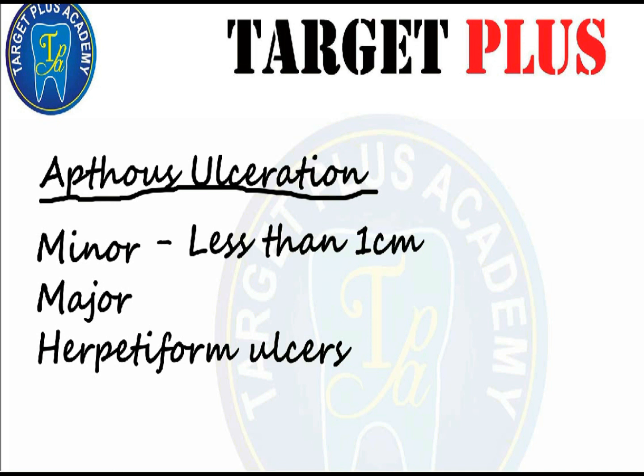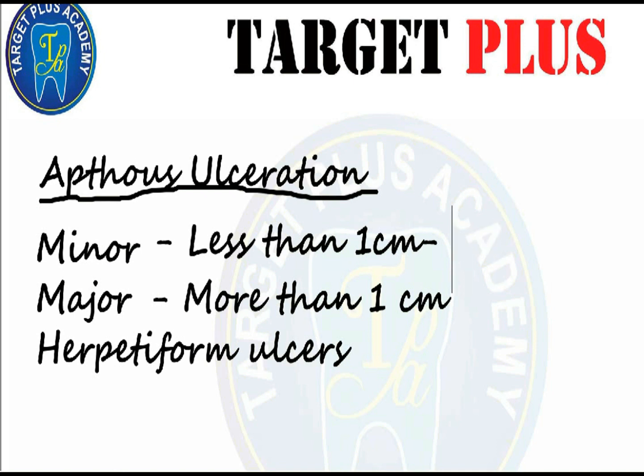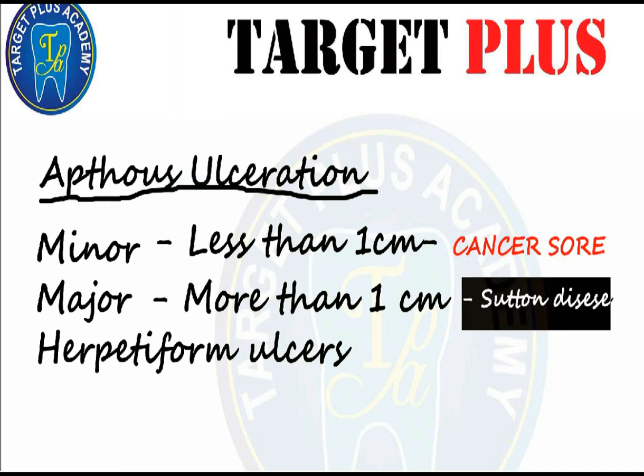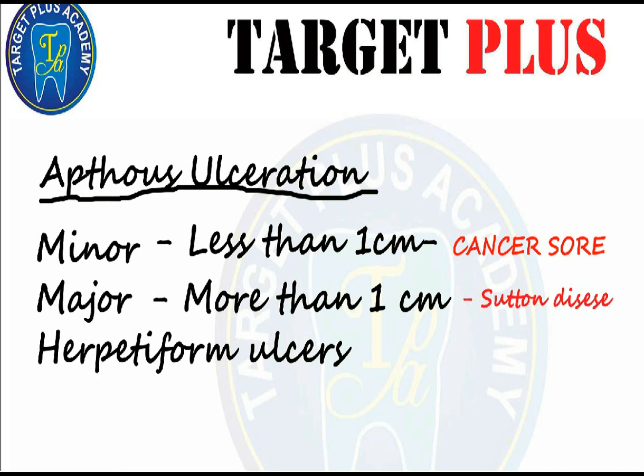Now, minor aphtha are also known as canker sores and they are less than 1 centimeter in diameter, whereas major aphtha is known as Sutton's disease or periadenitis mucosa necrotica recurrens, and they are more than 1 centimeter in diameter. Remember, minor aphtha are less than 1 centimeter in diameter, whereas major aphtha are more than 1 centimeter, whereas herpetiform ulcers are small ulcers which are less than 0.5 centimeter. They are recurrent, dozens of small ulcers.